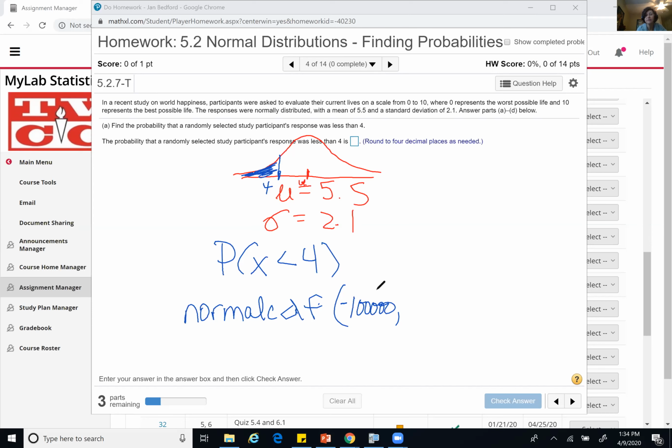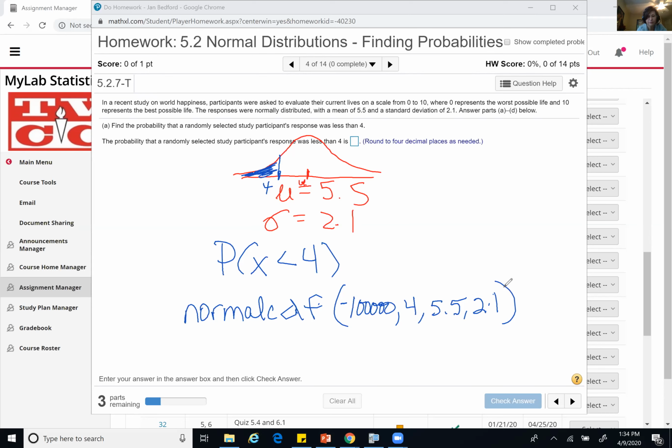What would we put in for the upper bound? 4. What would we put in for the mean? 5.5. And what would we put in for the standard deviation? 2.1. So that's what you would type into your calculator, and then it would give us back the answer.